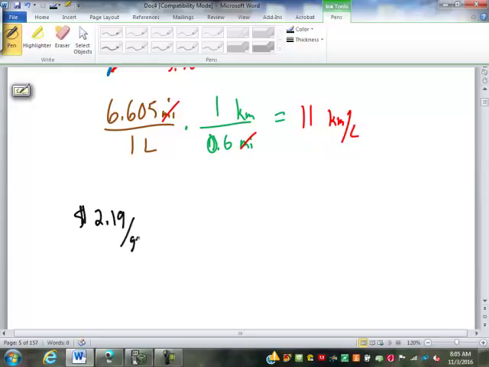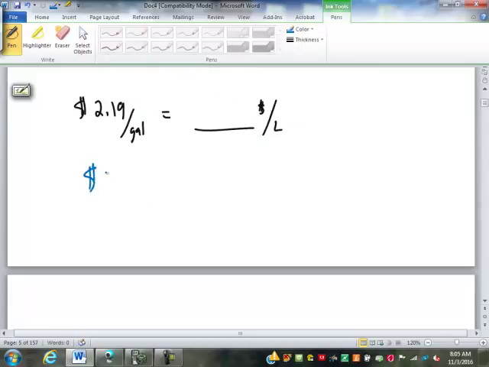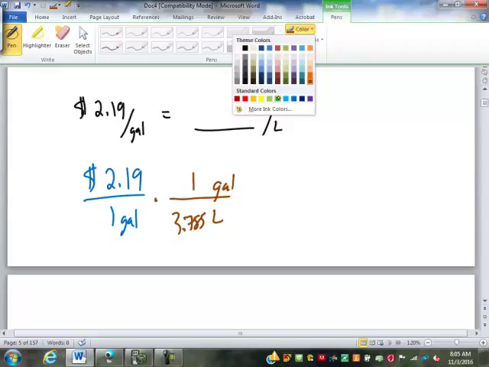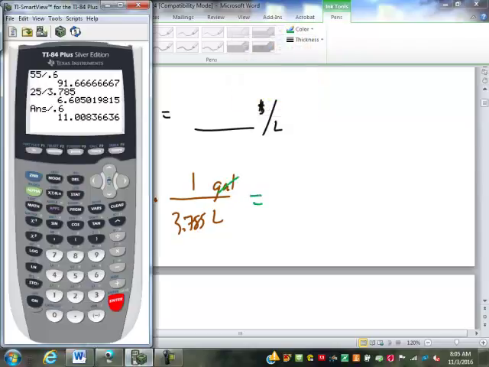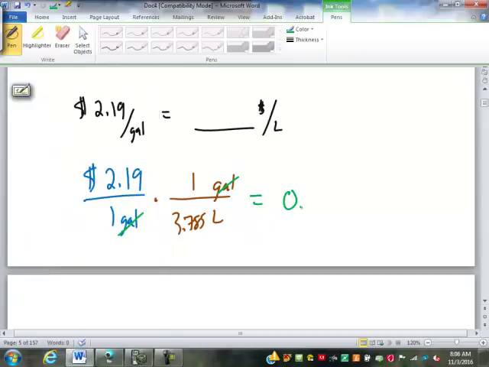$2.19 per gallon. Let's look at that as dollars per liter. $2.19 per 1 gallon. We're going to put gallons on top, liters on bottom. 1 gallon, 3.785 liters. Gallons cancel out. This is going to be 2.19 divided by 3.785. So if they kept the price the same, it would be 58 cents per liter. We all know they're not going to lower it to that price if we switch.